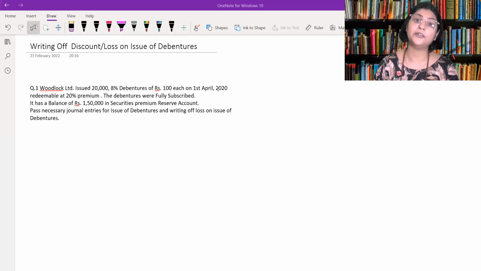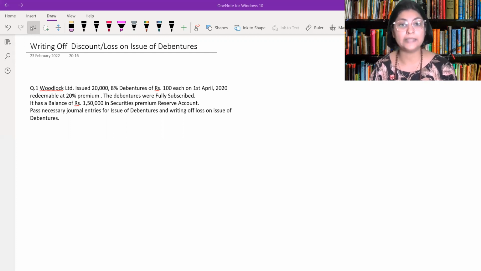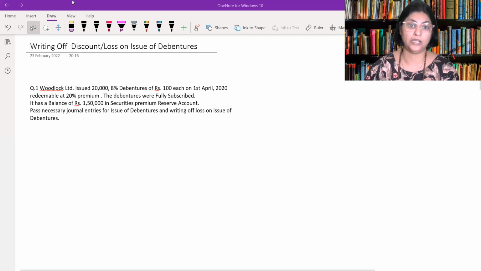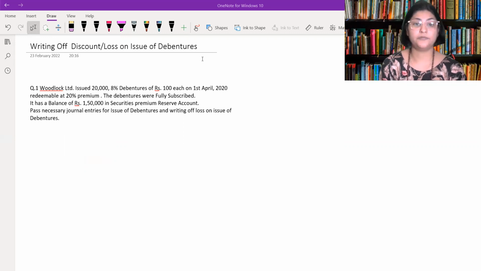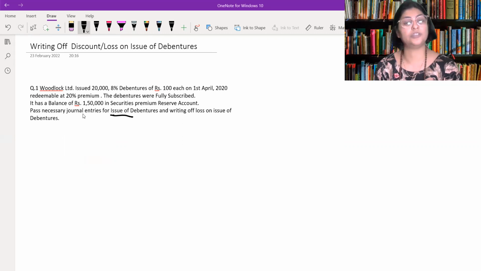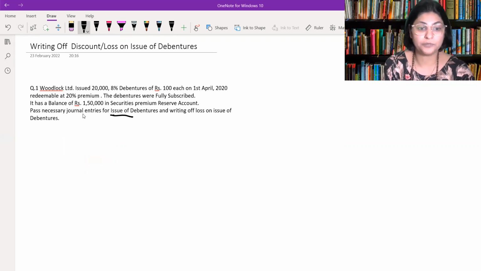And there is one hint over here: securities premium balance is given to us, which is 1,50,000. As we have seen earlier, securities premium reserve can be used for writing off discount on issue of debenture or loss on issue of debenture. Let us start doing this. First of all, as required by the question, we will pass the journal entries for issue. The question says pass the entries related to issue of debentures and writing off of loss on issue of debenture. So first, I'm going to pass the journal entries.